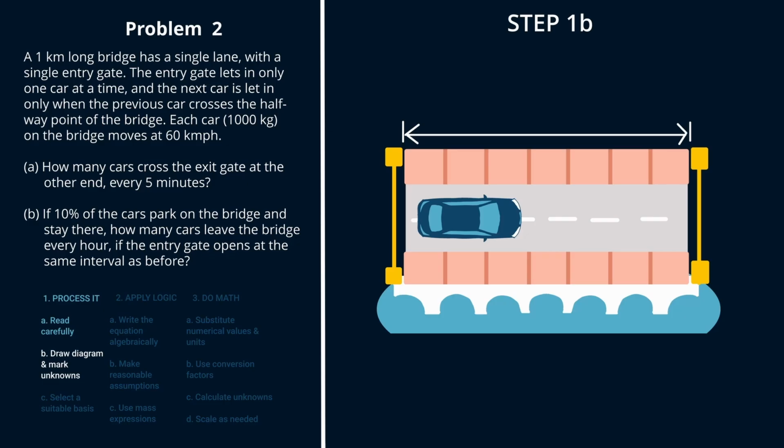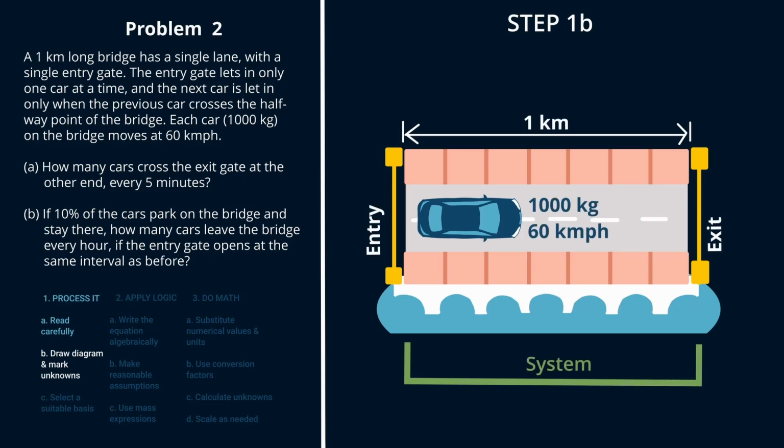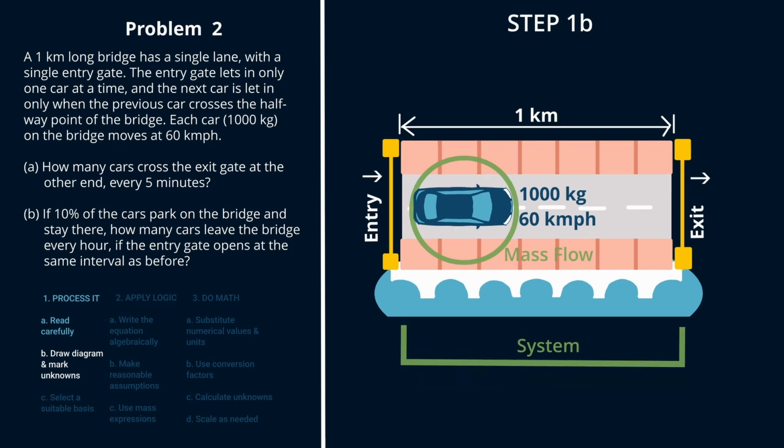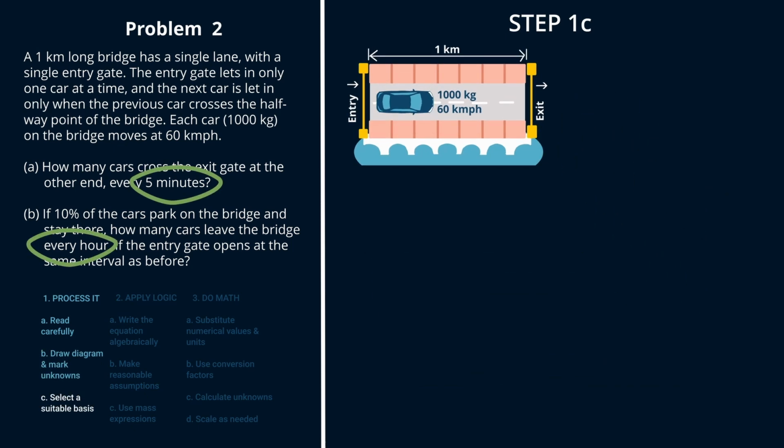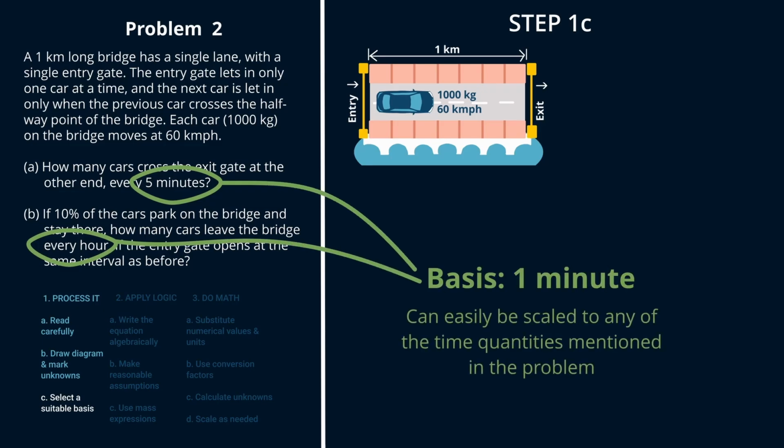Alright, let's start by drawing a diagram of the system and marking the knowns. The system is the bridge, the traffic is the flow of mass. A car crossing the entry gate is mass input, a car crossing the exit gate is mass output, and a car on the bridge between the gates is mass accumulation. Let's select 1 minute as a convenient basis.